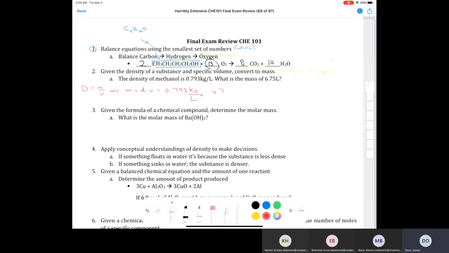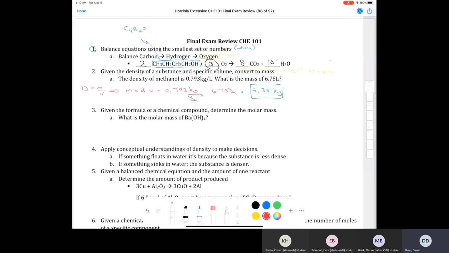And so we just plug in our numbers, 0.793 kilograms per liter, and I multiply by the volume, which is 6.75 liters. You can see that the liters cancel out, and I'm going to do the calculations in real time here, and I end up with 5.35 kilograms. And there should be 3 significant figures in this answer, right? Because I have 3 significant figures in my density and 3 significant figures in my volume.